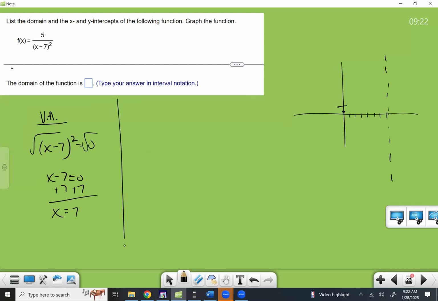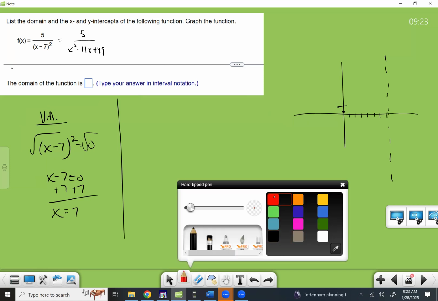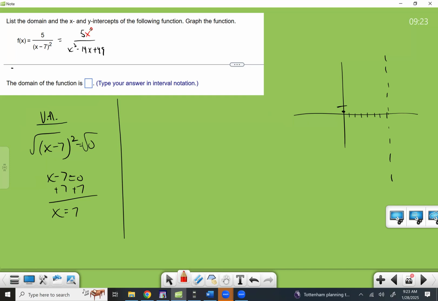Now we want to look and see if we have an oblique. If I were to FOIL this out, by the way, it'd be this. You don't have to FOIL the whole thing out, but you do need to know that the front number is x squared. That way you can compare your x to the 0 to your x to the second. Okay, because the top is not 1 degree higher than the bottom, there is no oblique asymptote.